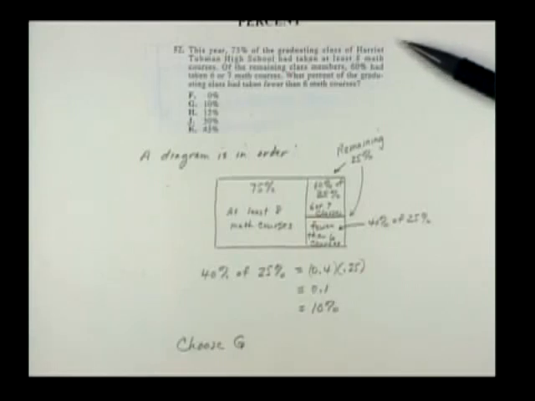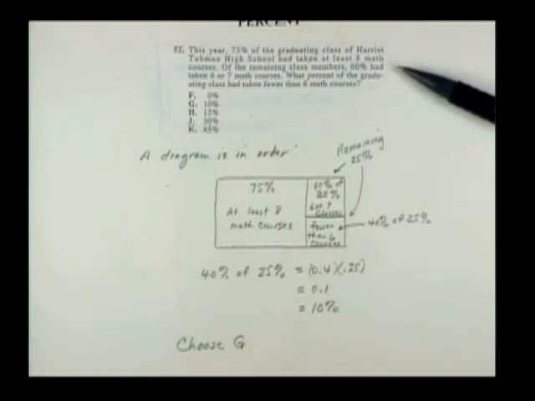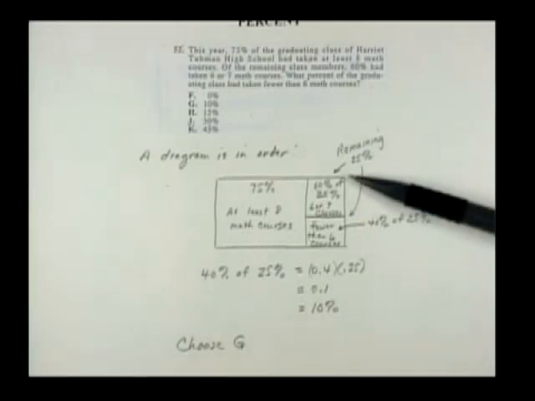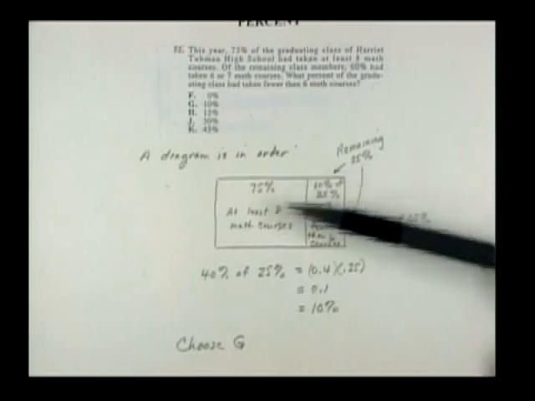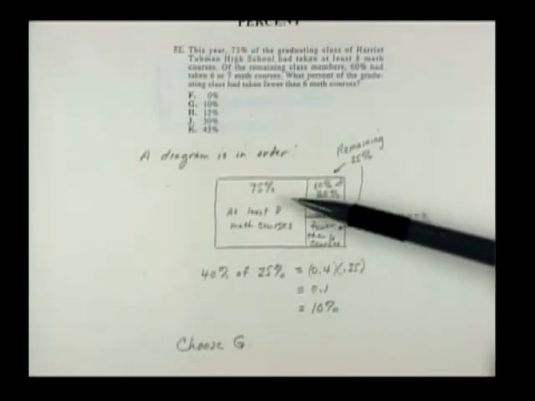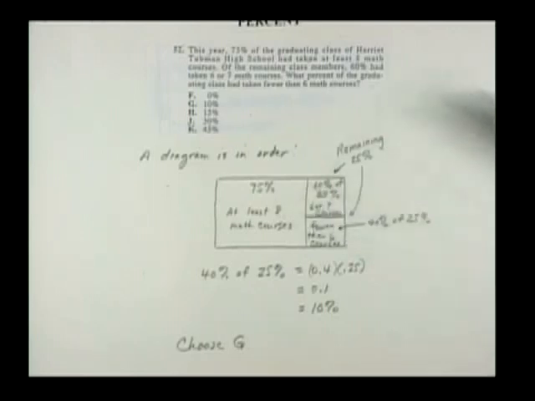This year, 75% of the graduating class of Harriet Tubman High School had taken at least 8 math classes. Of the remaining class members, 60% had taken 6 or 7 math classes. What percent of the graduating class had taken fewer than 6 math courses? This box represents the graduating class of Harriet Tubman High School. 75% of the box, or 3/4 of the box, represents those students who had taken at least 8 math classes.